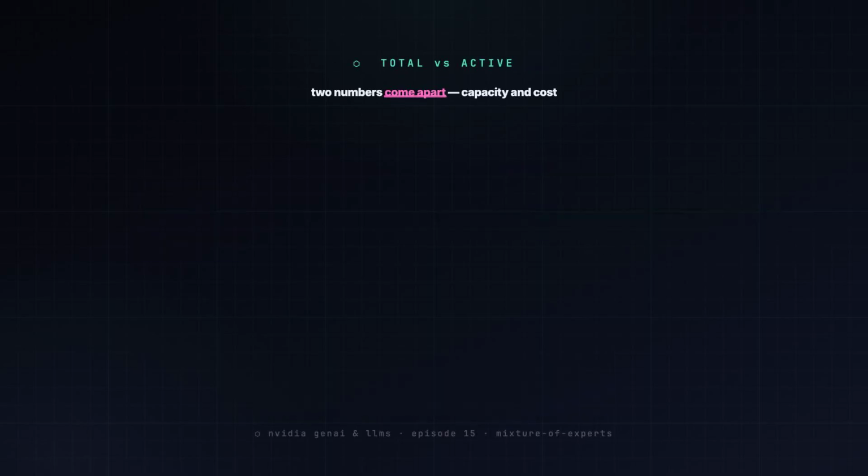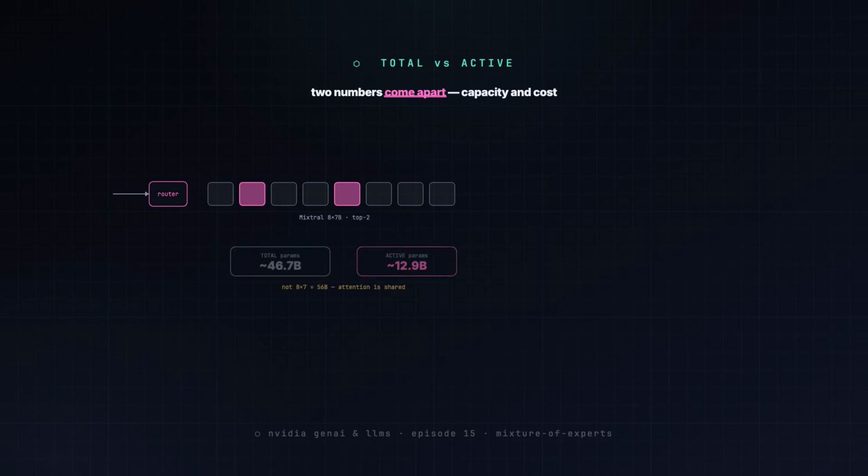That gives us two numbers that finally come apart: total parameters and active parameters. Mixtral has 8 experts and picks the top 2 per word, about 47 billion total, but only 13 billion actually fire. Careful, it is not 8 times 7, because the attention layers are shared across all experts. The capacity is huge, the bill per word is small.